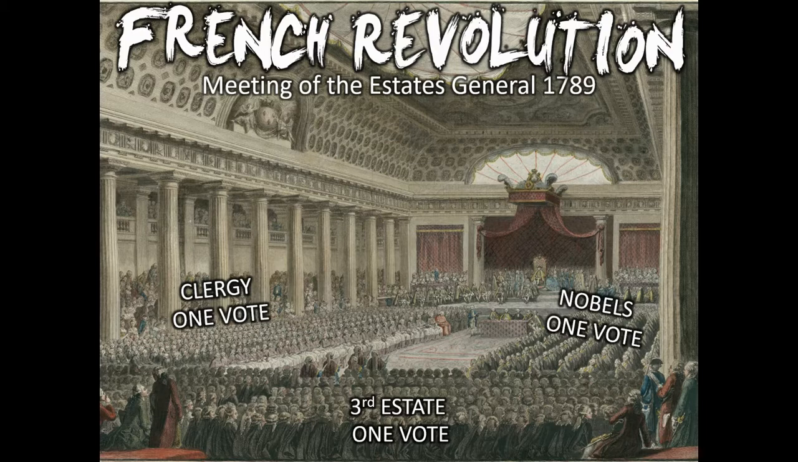And the clergy and the nobles are like, we vote not to tax us. Okay, cool. And the third estate's like, but guys, we're paying all the taxes right now. Can you help us out a little bit? Nope, we vote no. And there's your vote, 2-3 against it.